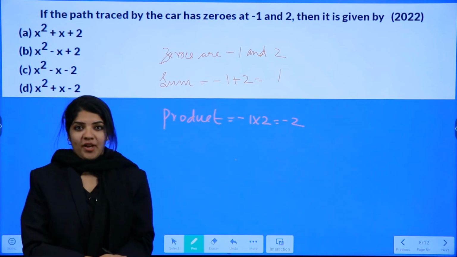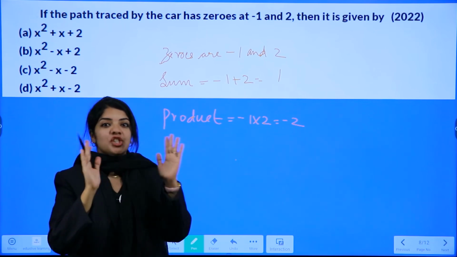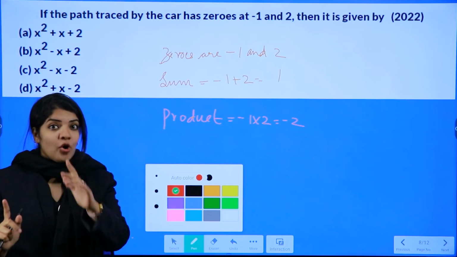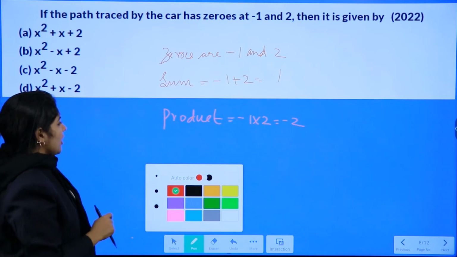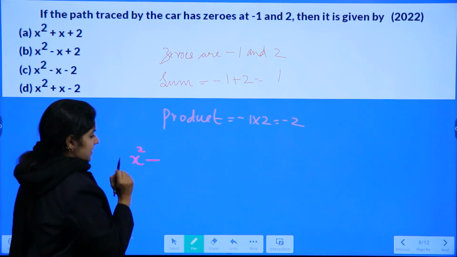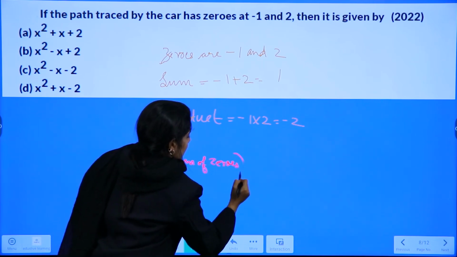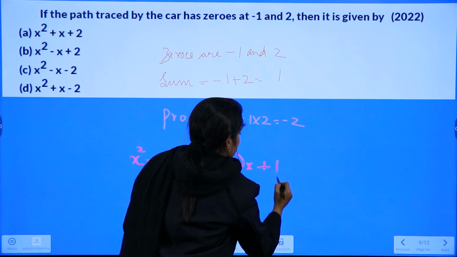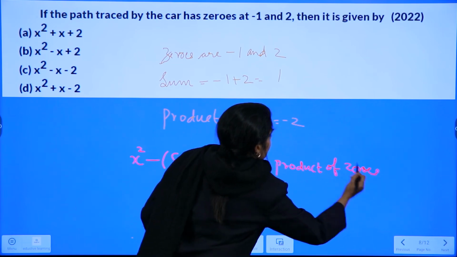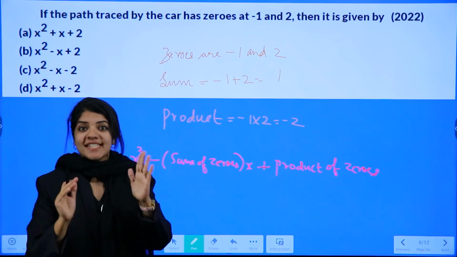So, we get the sum and product. So, if we know the sum and product, how will you write a quadratic polynomial? We have a general form of quadratic polynomial if we know the sum and product of the zeros, and the formula is x square minus sum of the zeros x plus product of zeros.